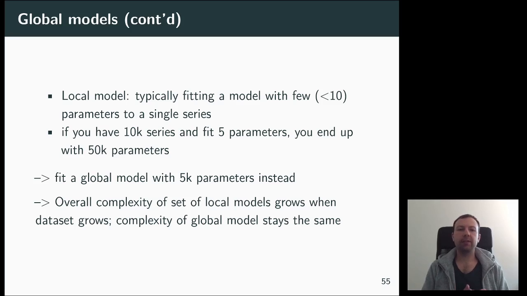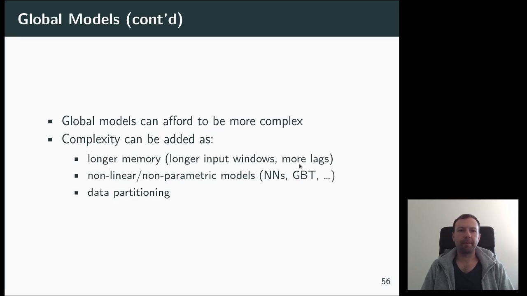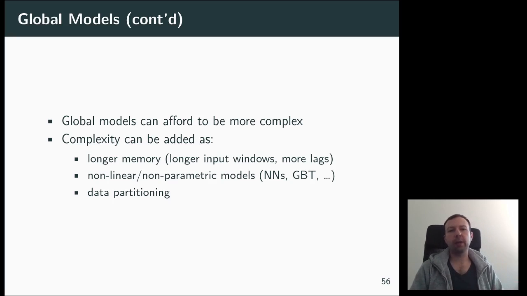So the main thing here is that the overall complexity of a set of local models obviously grows when the data set grows as you get more time series, whereas the complexity of a global model just stays the same. You can use more series, it doesn't matter. So that means global models can afford to be more complex. And now you have different ways to add this complexity in.